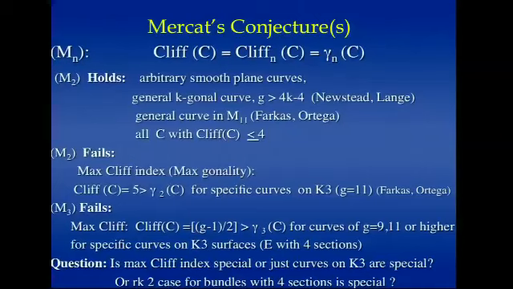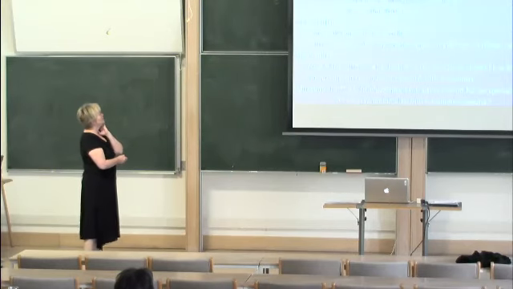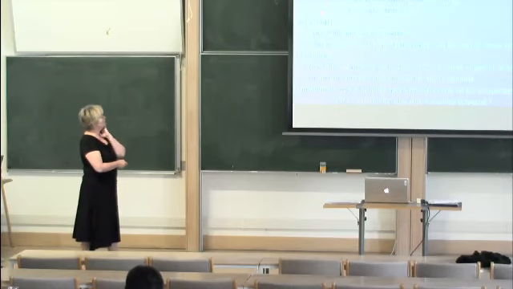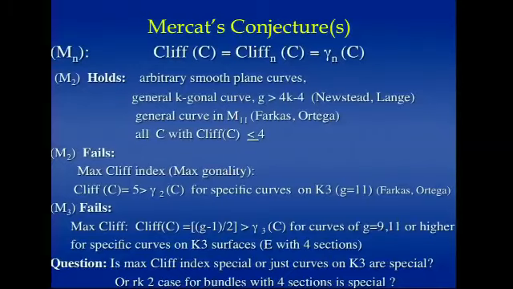Now, it fails. There are cases where it fails. It fails when you actually get maximum Clifford index, and it happens that gonality is maximum at the same time. That's some sort of a consequence of the calculation. So there are examples where Clifford index is 5, but the second Clifford index is smaller. And this happens on some curves on K3. And again, this is in the case genus is 11. So it looks like this 10-11 case is going to be special.